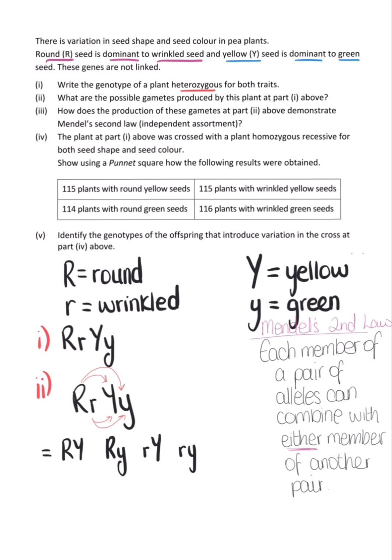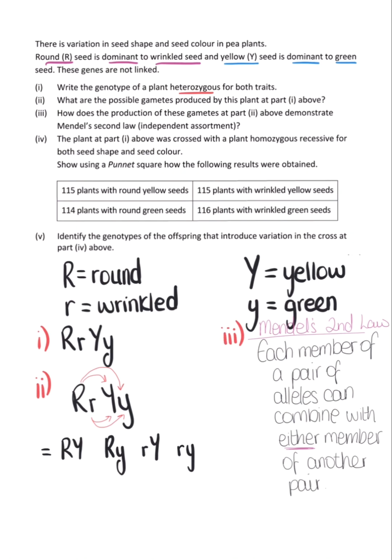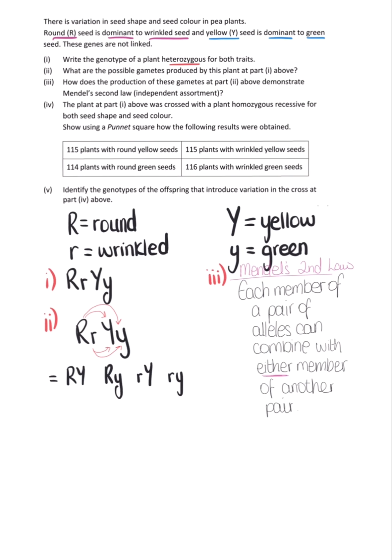Part 3 of this question: how does the production of these gametes at part 2 above demonstrate Mendel's second law, the law of independent assortment? That is basically what I've written out here. The next part of this question: the plant at part 1 above is crossed with a plant homozygous recessive for both seed shape and seed colour. Show using a Punnett square how the following result was obtained.